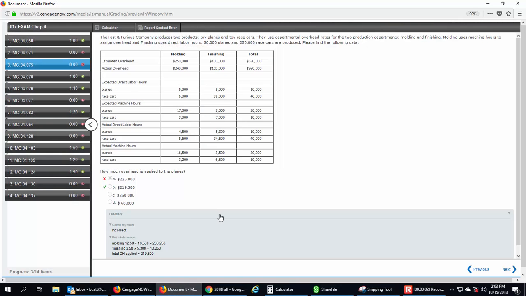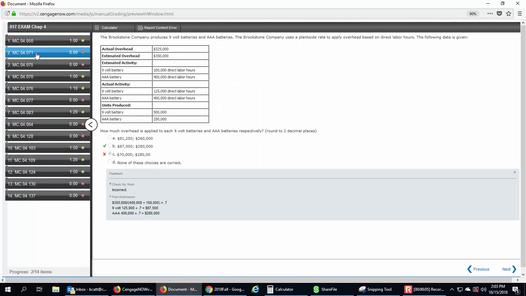Okay, let's take a look at these. Starting with the first one here. They use a plant-wide rate based on direct labor hours. So if I'm going to figure out overhead applied, then I need to first figure out my plant-wide rate.